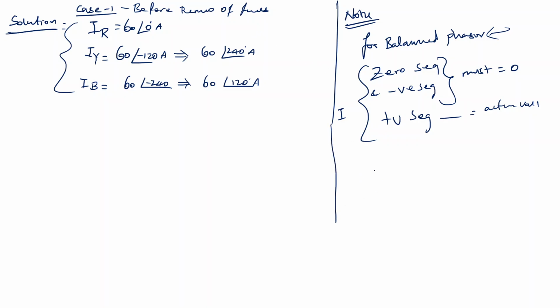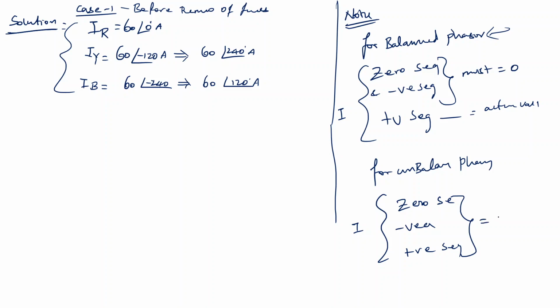And for an unbalanced phasor, the current I will have some value at zero sequence, negative sequence, as well as positive sequence. Some value it will have for an unbalanced system. I am speaking about symmetrical components, which are nothing but zero, negative and positive. So we can represent the unbalanced value by these current values. That is why we are going this way.